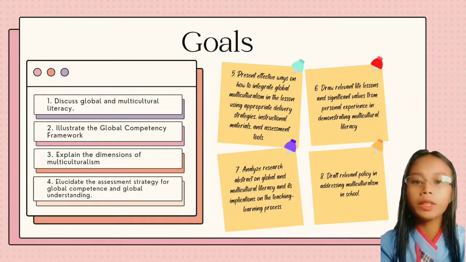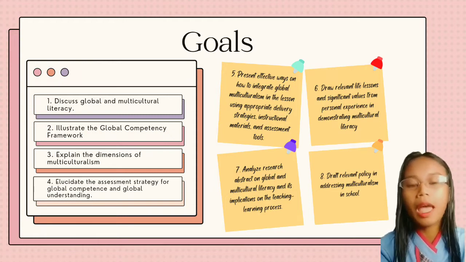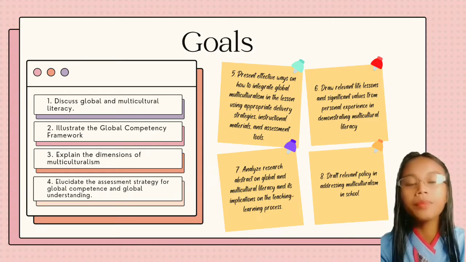Before we discuss this module, we will first enumerate the learning outcomes. Number 1, discuss global and multicultural literacy. Number 2, illustrate the global competency framework. Number 3, explain the dimensions of multiculturalism. Number 4, elucidate the assessment strategy for global competence and global understanding.